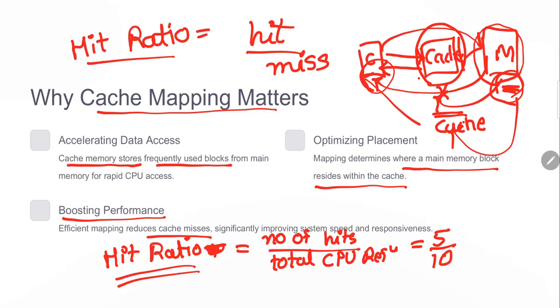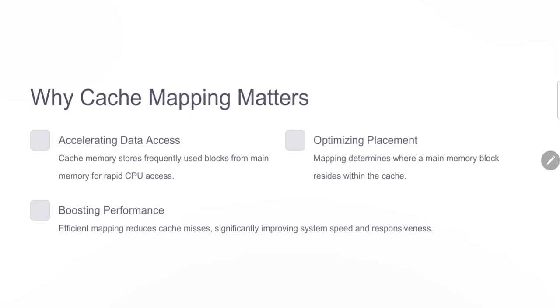I told you that when the data is not available in the cache memory, it is brought from the main memory. That method is called mapping. Basically, we have three types of mapping: associative mapping, direct mapping, and set associative mapping. Let us understand those one by one.